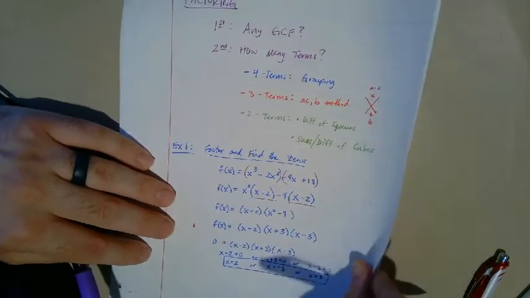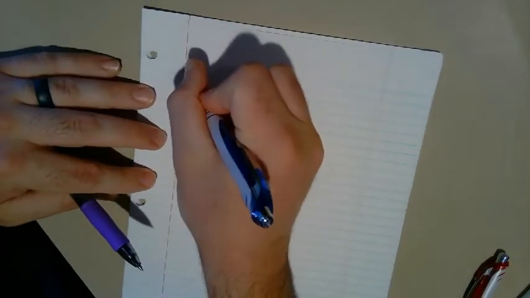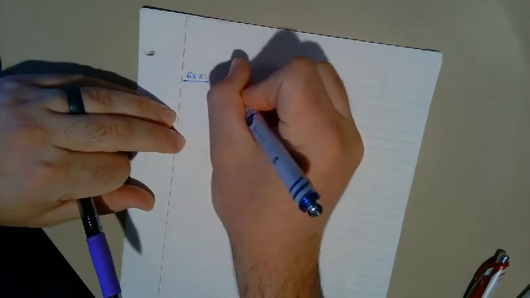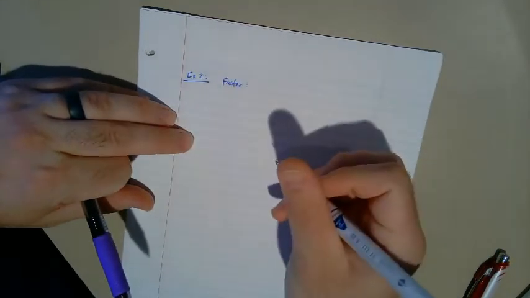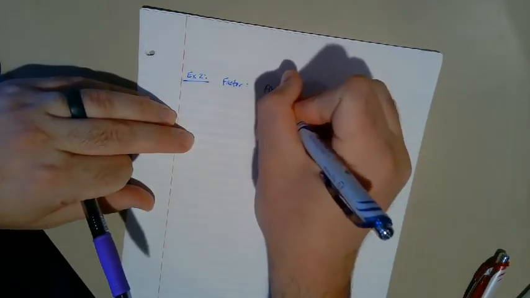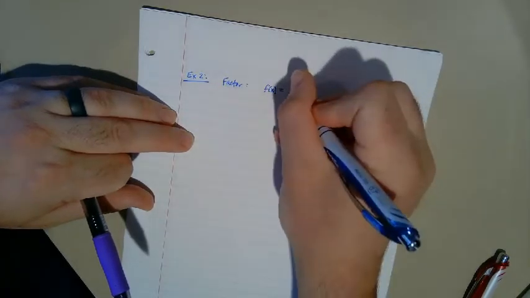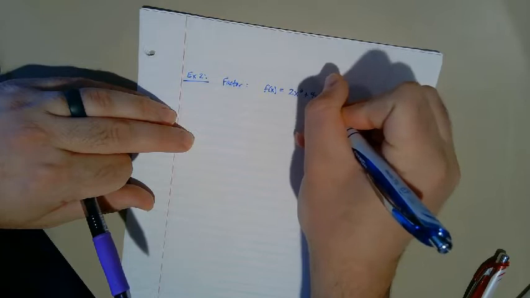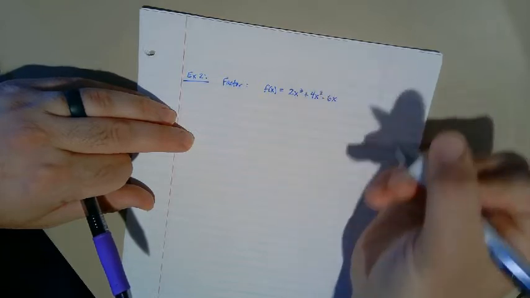Our next example, we are going to factor, and so we're just going to factor. I've shown you how to find the zeros. We've done it several times. I'm not going to do it again for interest of time. We're going to factor this guy. We've got 2x cubed plus 4x squared minus 6x.